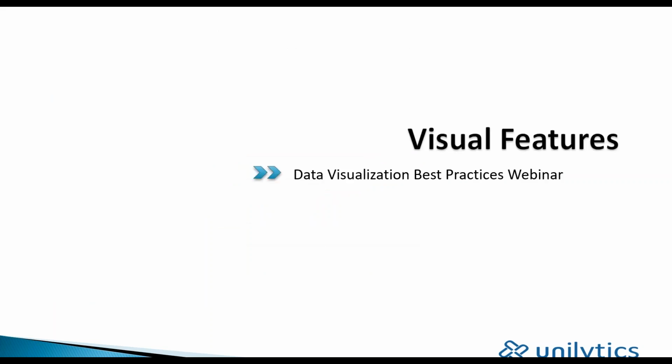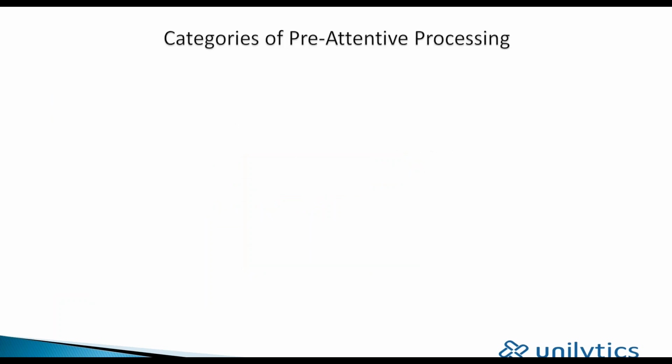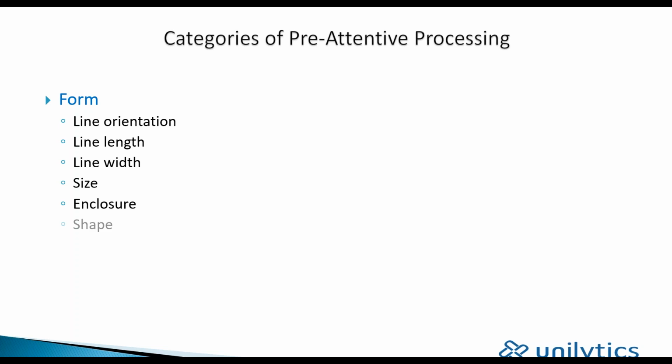So what do we mean when we talk about these visual features? There's a list of them. I will give you the list and I will give you examples of them. When we talk about pre-attentive processing, there's the form of data: line orientation, line length, line width, size, enclosure, shape, curvature, concavity, convexity. That's the form of a visual.